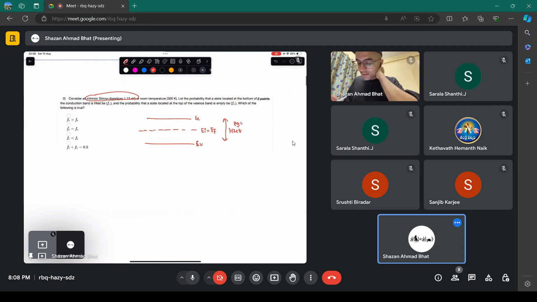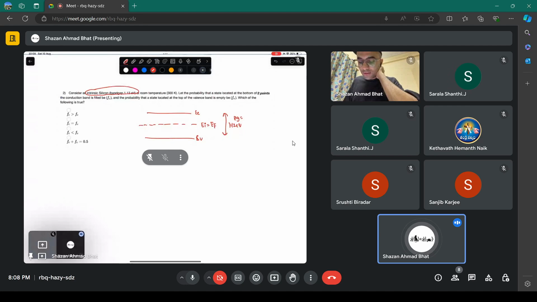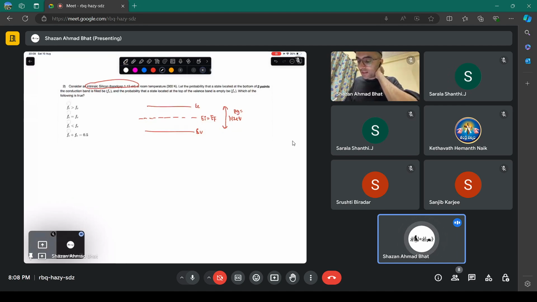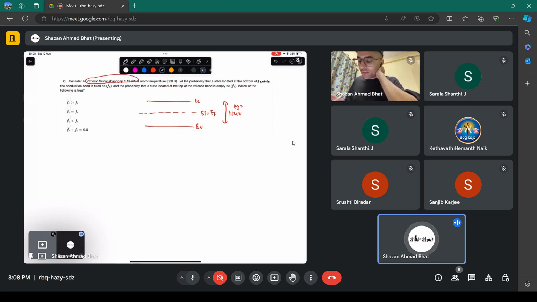The probability that a state located at the bottom of the conduction band is filled be FC, and the probability that a state located at the top of the valence band is empty be FV. Which of the following is true? So there is a probability that this state will be empty, given by FV, and a probability that this state will be filled, given by FC. Which of the following is true about these two probabilities?